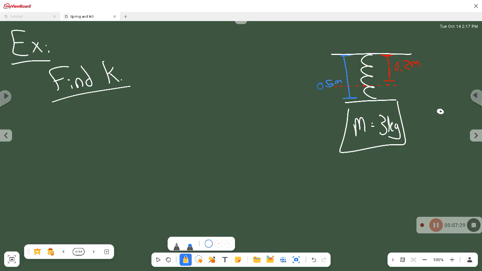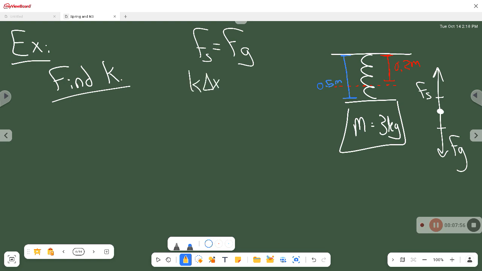We start by drawing the free body diagram. I would always recommend drawing the free body diagram for any problem first. So I have force of gravity down, spring force up. I know that this block is at rest, so those two forces must be equal. Well, that seems like a good place to start in terms of solving for this spring constant. I know that these two forces are equal, so I think they're going to help me solve for that spring constant. Spring force is k times delta x.